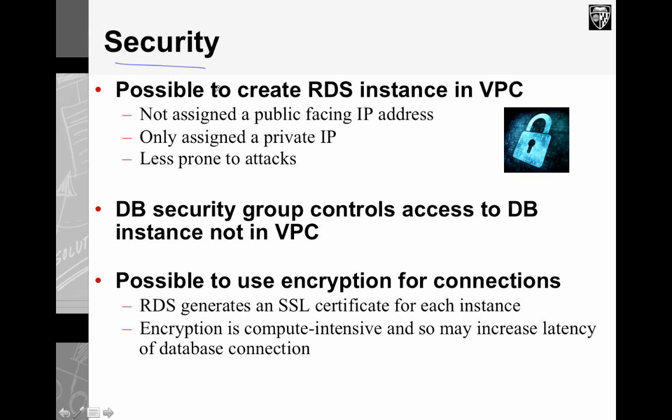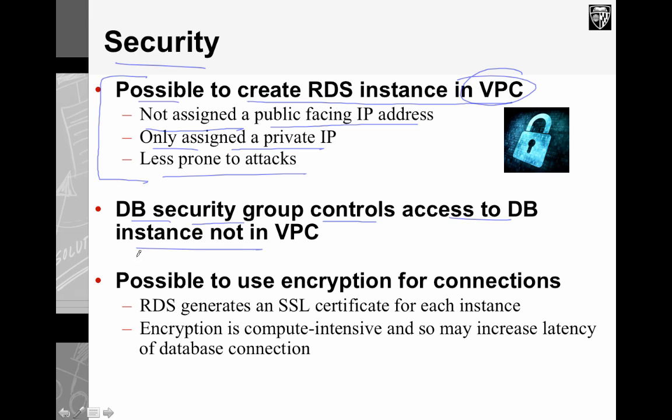In terms of security, it's possible to create RDS instance in VPC. In such a case, it's not assigned a public-facing IP address, and so it's only assigned a private IP. It's less prone to attacks in such situations, and many enterprises do that. They end up choosing VPC for their databases. You can also choose a DB security group to control access to the database instance if it's not in VPC, which is what we've been doing in this class.